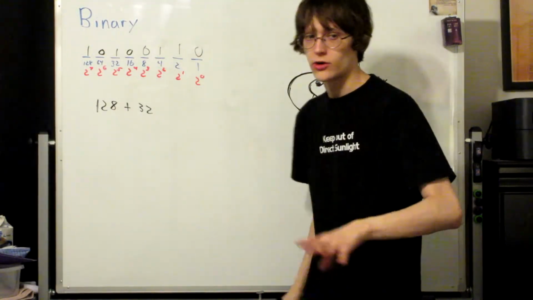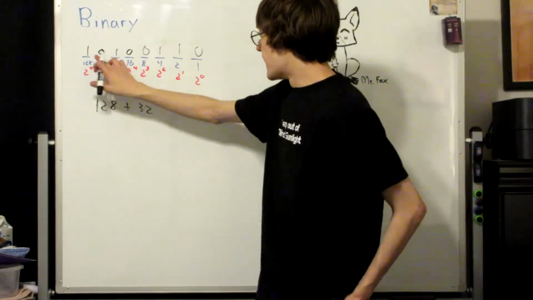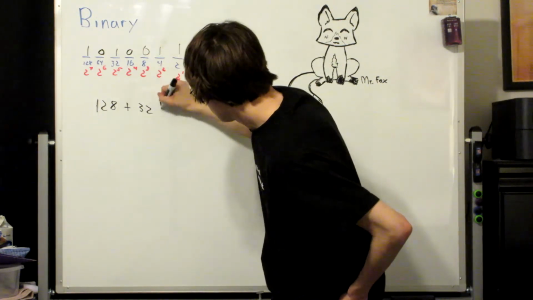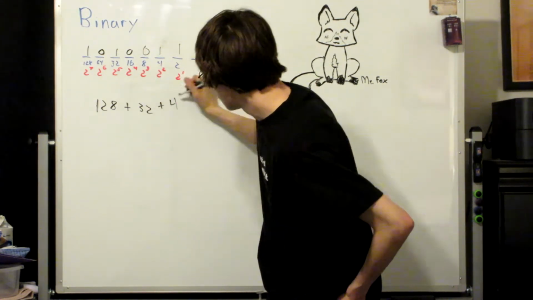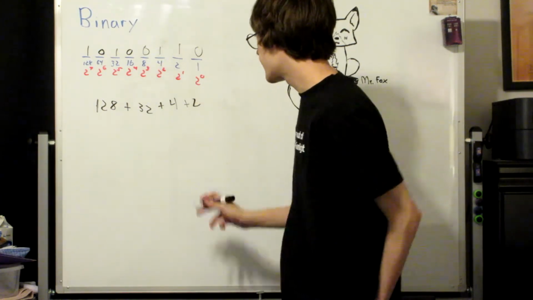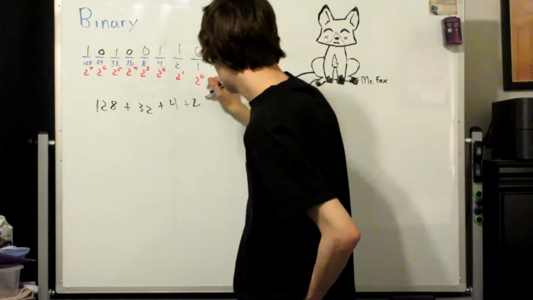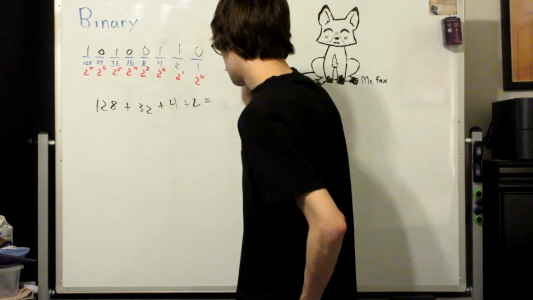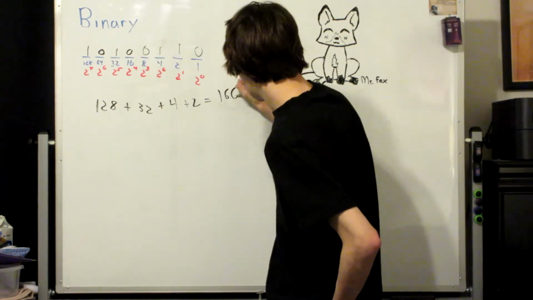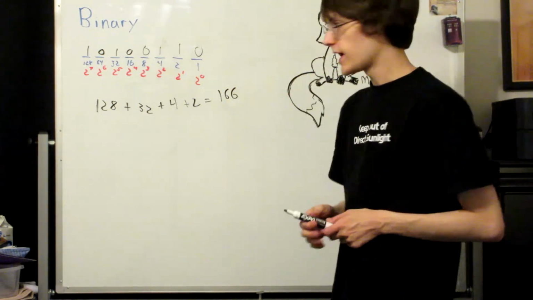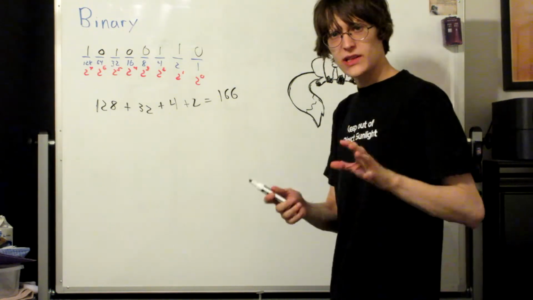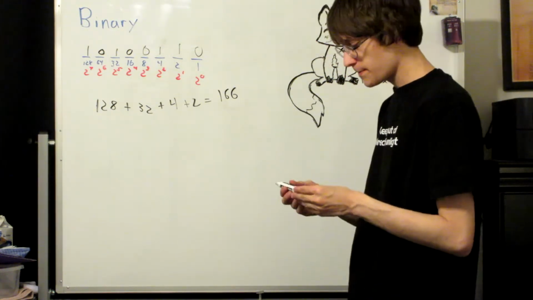I'm sorry I'm moving around. It's hard to figure out where to go. Now, we keep going. We have a 1 in the 4 place. So we add 4. And then we add 2 here. So that ends up with 158, 160, 166. Okay? So that was fairly easy to figure out, right?